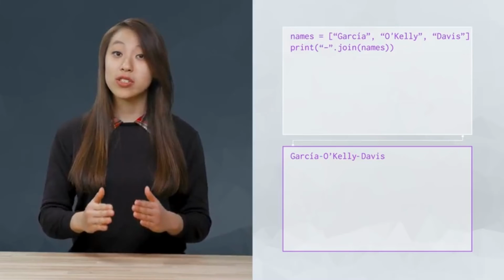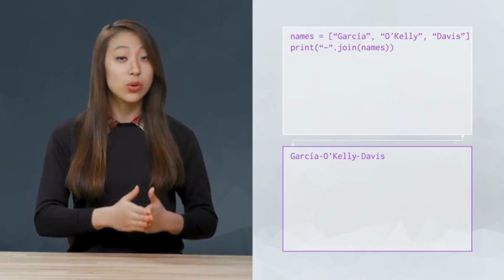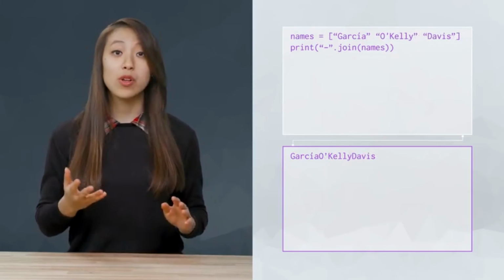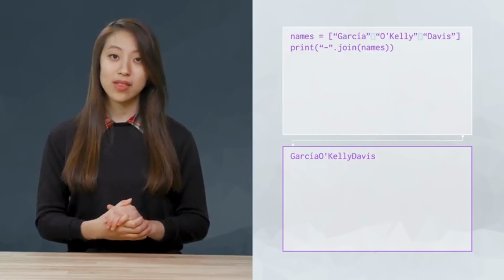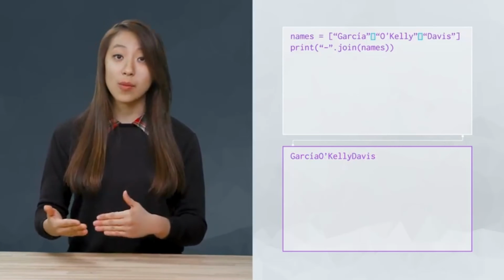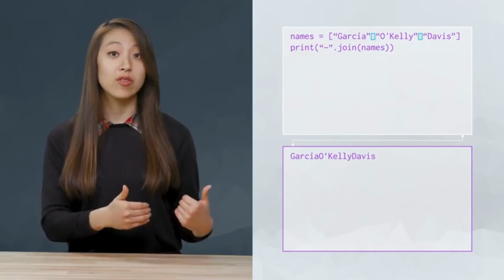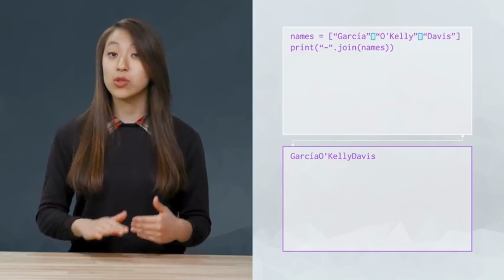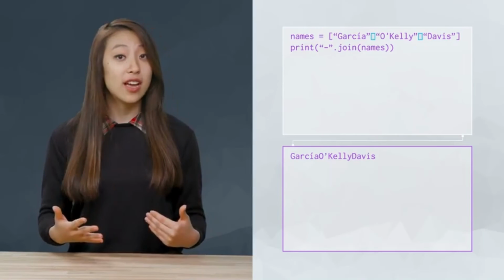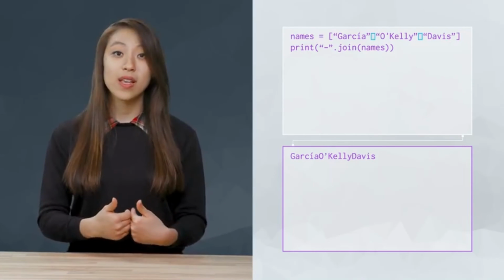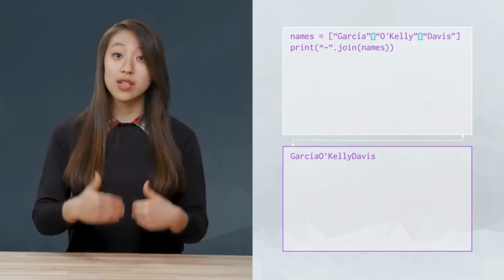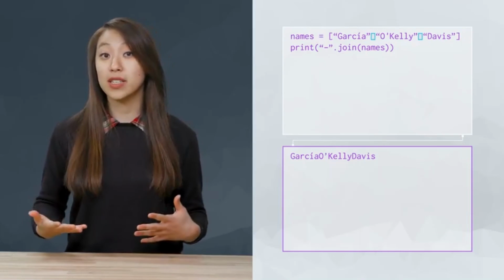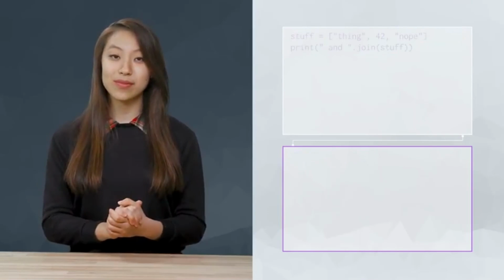It's important to remember to separate each of the items in the list you are joining with a comma. Forgetting to do so will not trigger an error, but will also give you unexpected results. In the example below, omitting a comma between Garcia and O'Kelly results in the following. Notice how the hyphen separator is missing between Garcia and O'Kelly, and instead the two strings were appended. This happens because of Python's default string literal appending. If join returns different results than expected, check for missing commas.